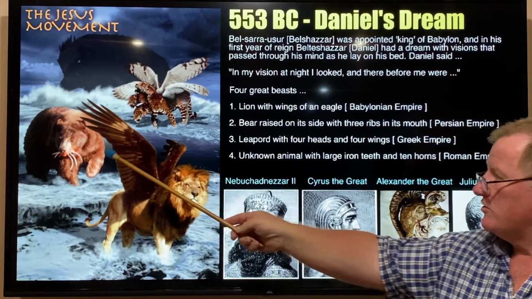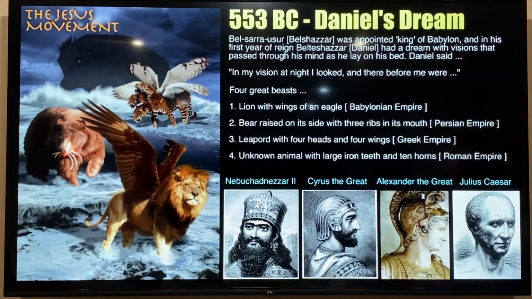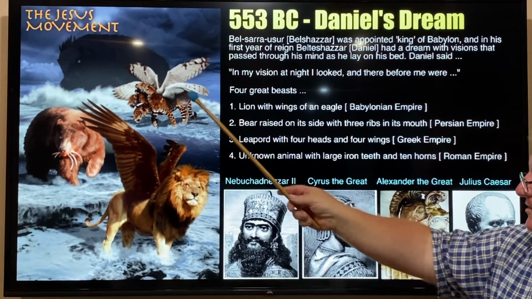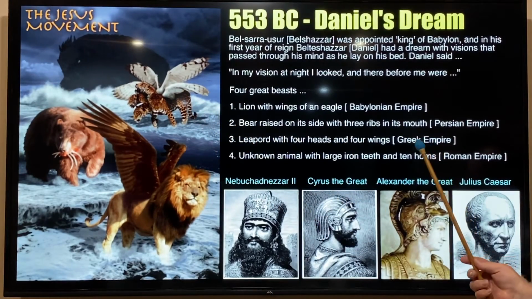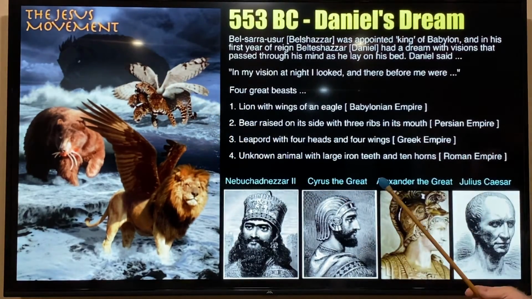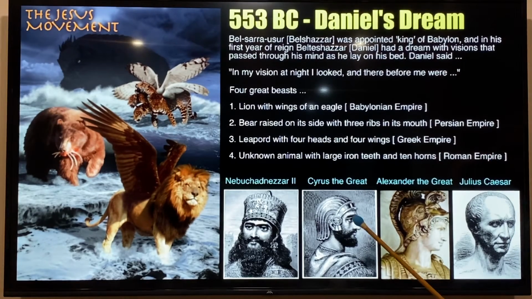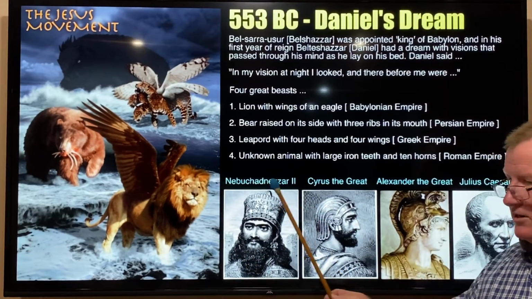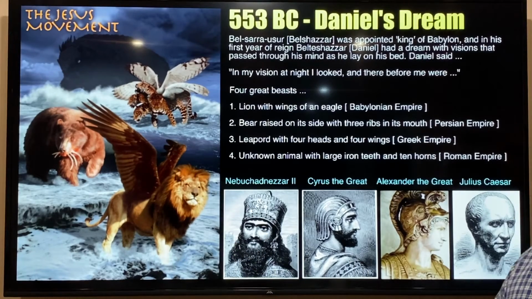The bear raised on its side with 3 ribs in its mouth is the Persian Empire. The leopard with 4 heads and 4 wings is the Greek Empire. And the unknown animal in the shadow in the background with large iron teeth and 10 horns represents the Roman Empire. The Babylonian Empire, we know, succeeded under Nebuchadnezzar II.